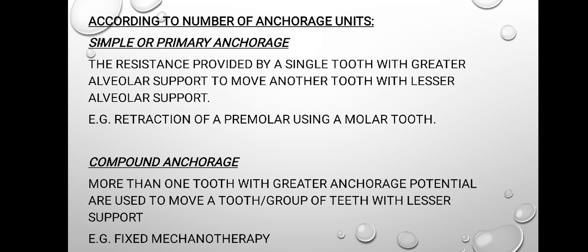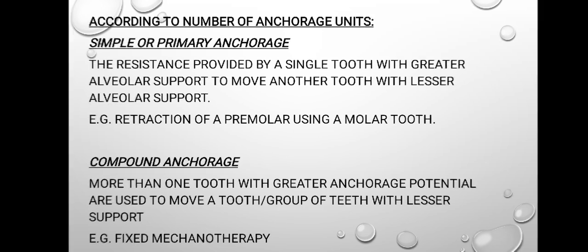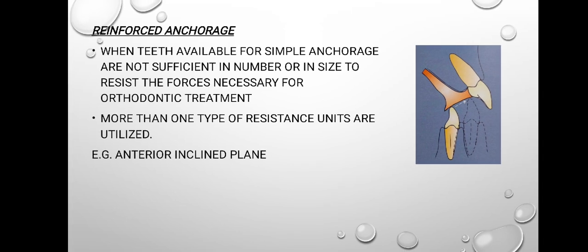The second one is compound anchorage. More than one tooth with a greater anchorage potential is used to move a tooth or a group of teeth with lesser support. Example, fixed mechanotherapy. Reinforced anchorage: when the teeth available for simple anchorage are not sufficient in number or in size to resist the force necessary for the orthodontic treatment, more than one type of resistant unit is utilized. Example, anterior inclined plane.